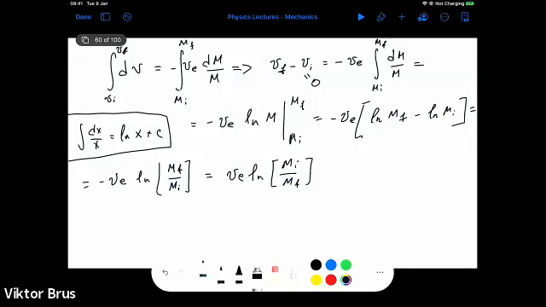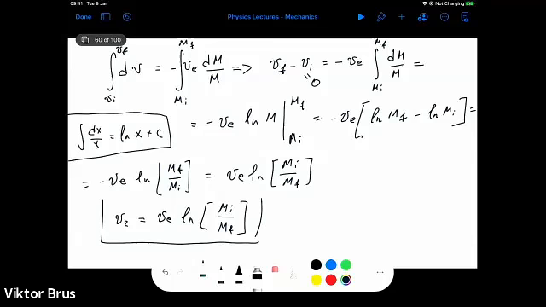Then we can write that v of the rocket will be equal to v of ejected fuel with respect to the rocket, natural logarithm of m initial to m final. So this is the most basic equation which describes propulsion motion. And from here we already see and can make some conclusions.